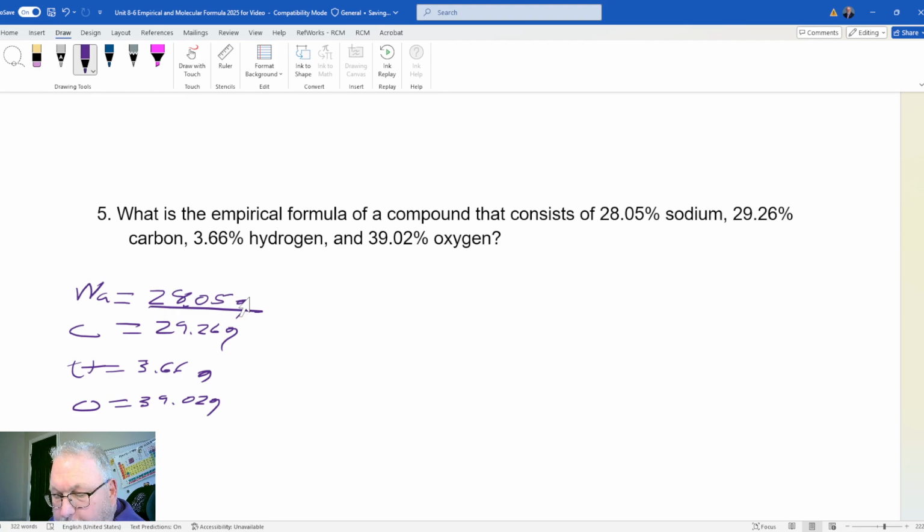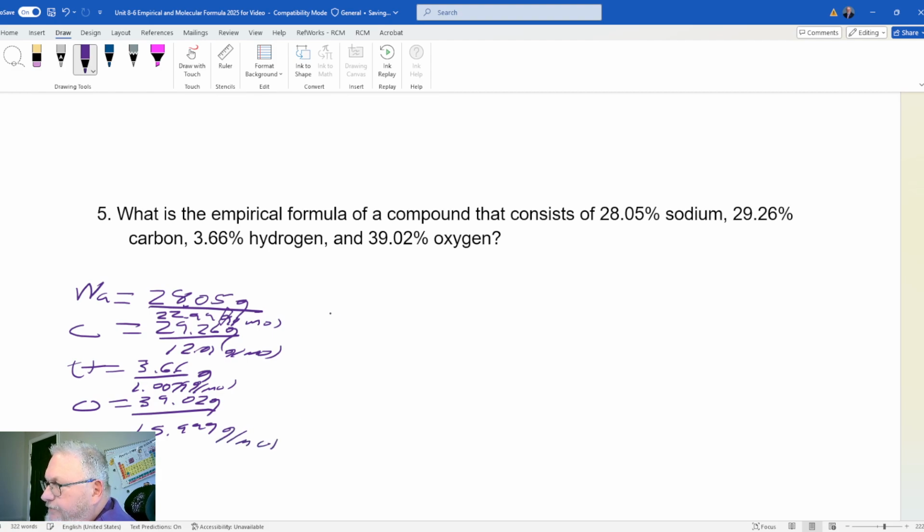I look at my periodic table. Sodium is 22.99 grams per mole. Carbon, 12.01 grams per mole. Hydrogen, 1.0079 grams per mole. And oxygen, 15.999 grams per mole. So let's see how many moles we got.